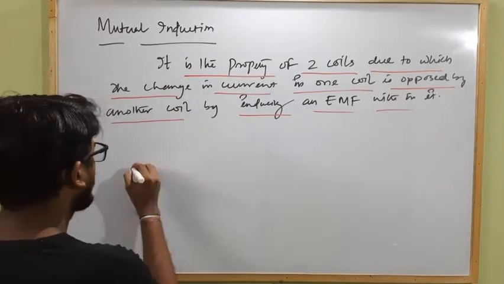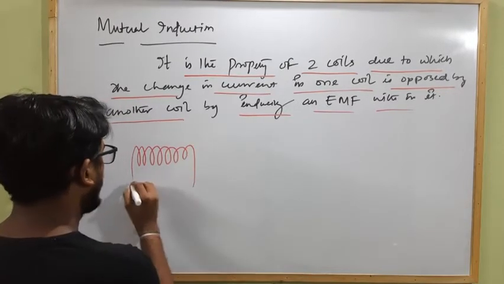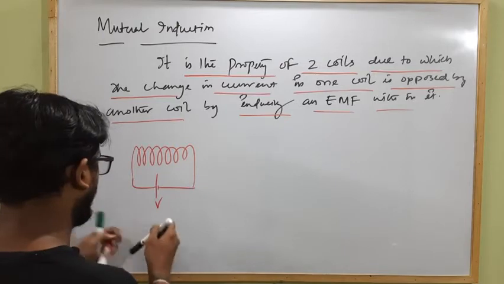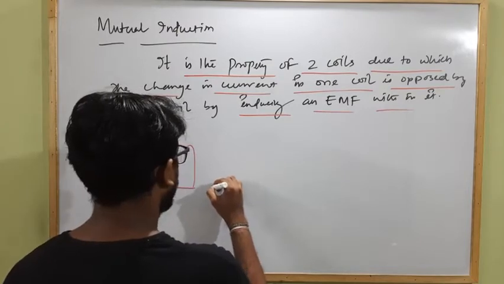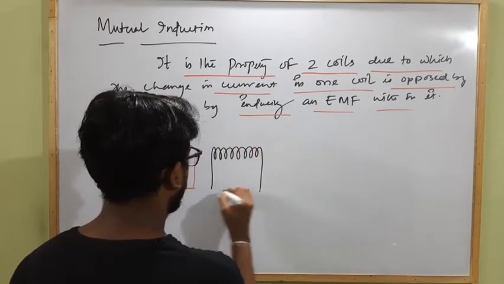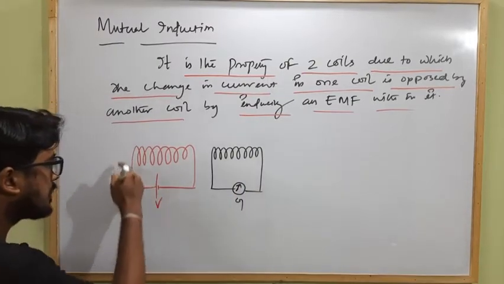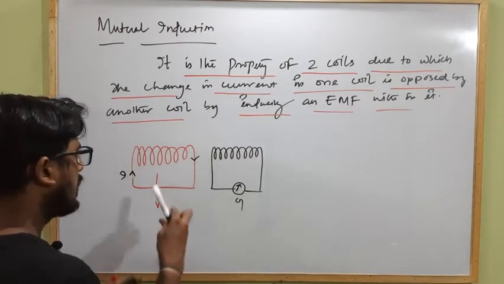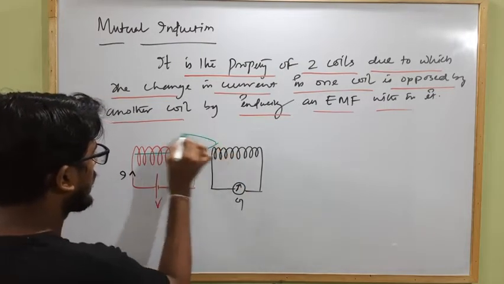Clear? That means if here is a coil, or we can say an inductor or solenoid, which is connected with a source of battery V, in which some current I is flowing, and here there is another coil close to it, which is connected to a galvanometer G. So when current I starts flowing through this coil, the magnetic field linked with this coil increases. The magnetic field lines look like this.